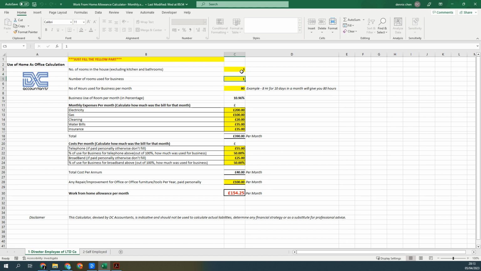The second one is, for example, if you're working in your bedroom and you use that for your business, you put one. Or if you're working in your living room, or either of them, you can put that.